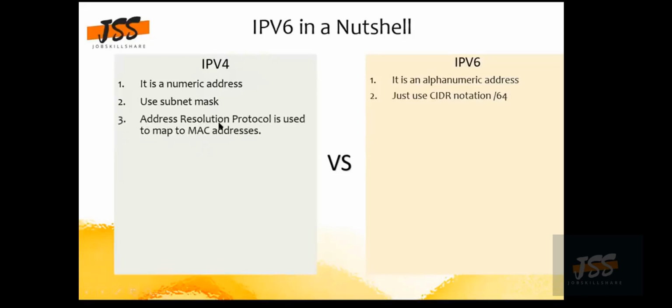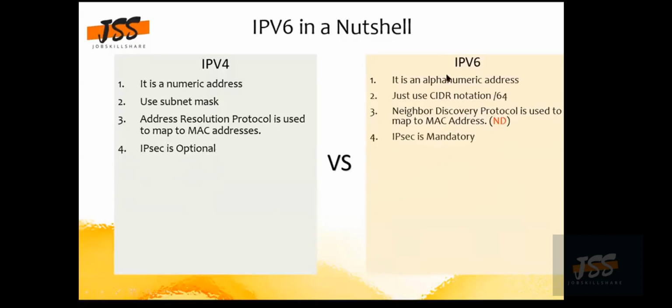Then IPv4 has Address Resolution Protocol, ARP. If you're not familiar, we will talk about ARP in the switching section. It uses the MAC address. But in IPv6, it uses the thing called ND, which is Neighbor Discovery Protocol. IPsec is optional, the protocol that VPNs use. This is optional in IPv4, but when it comes to IPv6, it is mandatory.